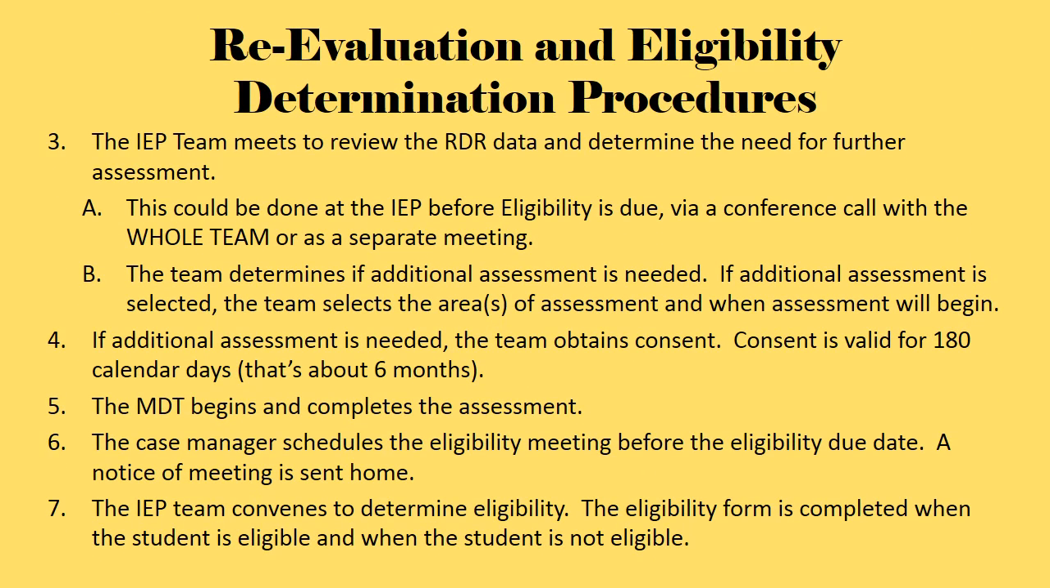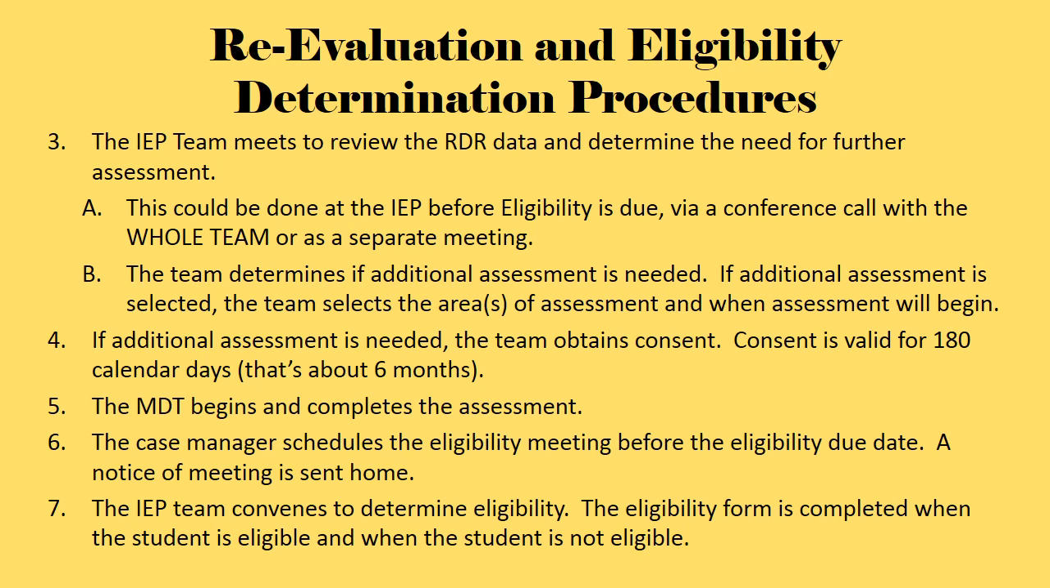After the IEP team has drafted the RDR form, the team meets to review the RDR data and determine the need for further assessment. This could be done at the IEP before the eligibility is due, via a conference call with the whole team, or as a separate meeting. The team determines if the additional assessment is needed. If additional assessment is selected, the team selects the areas of assessment and when the assessment will begin.